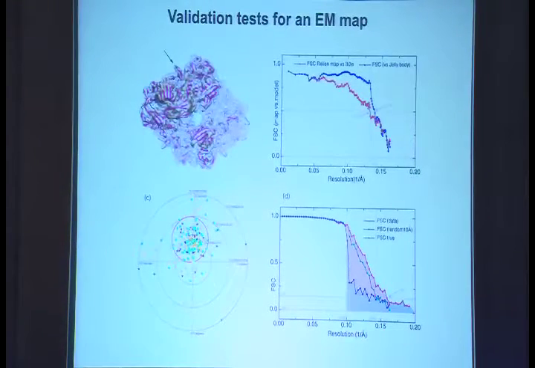You do a tilt pair, which now is probably not necessary because you get high resolution, so the handedness is already known. Then you do the phase randomization. Again, this one is important only when you have a very, very low resolution map.